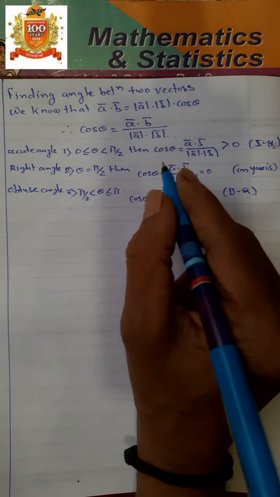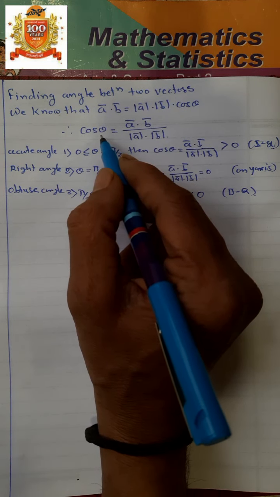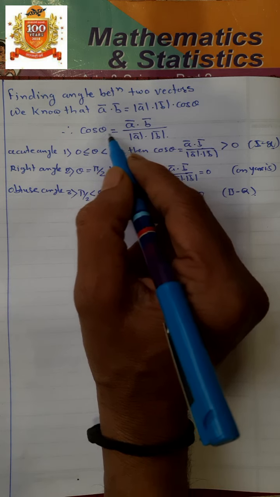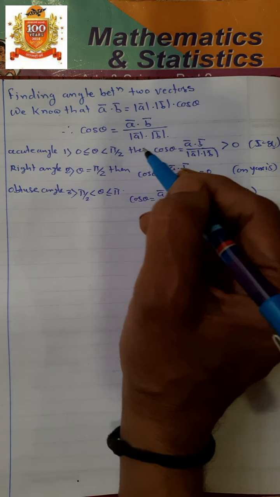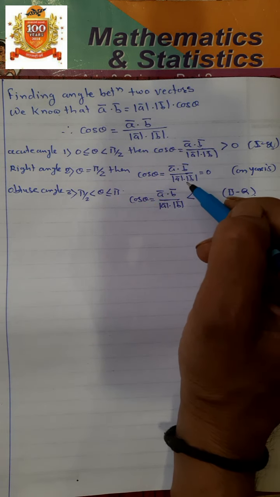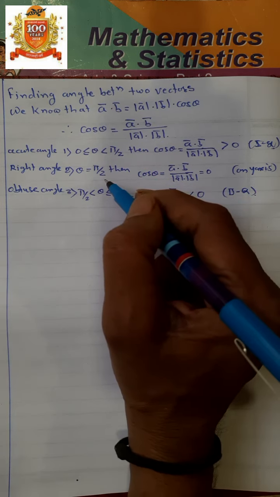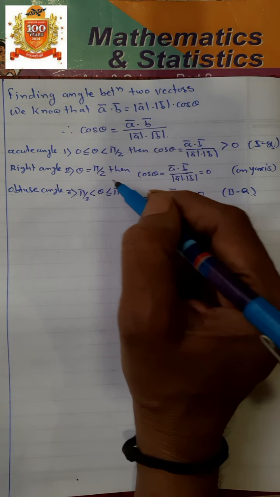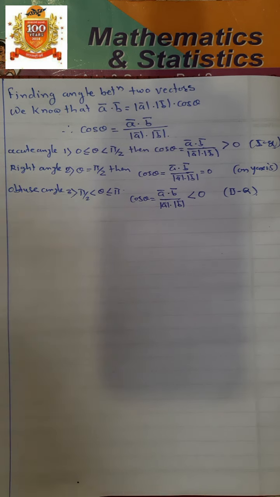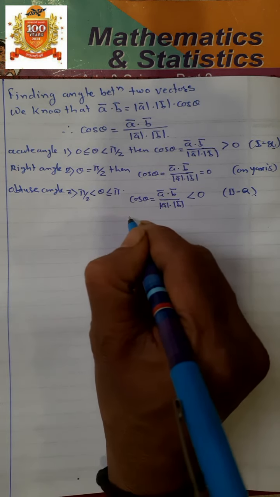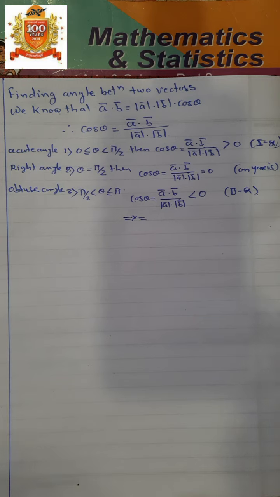In this way, by using this formula, we can find the angle between two vectors. Cos theta is equal to a bar dot b bar upon mod of a bar into mod of b bar. We get acute angle if this value is greater than 0. If cos theta is equal to 0, then the angle is right angle, 90 degree. If this value is negative, then theta must be obtuse angle. That we can learn from this, isn't it? Remaining part we will see in coming video.